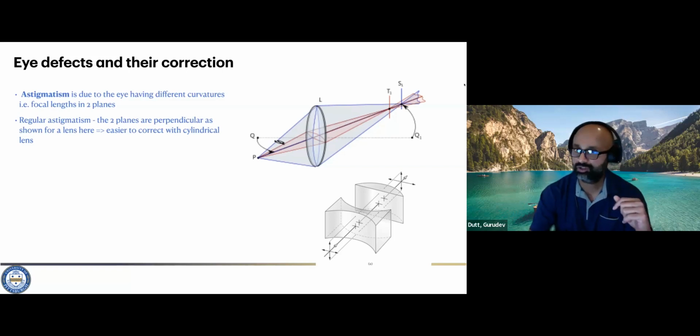And the way I've drawn it is that these two planes are perpendicular, as shown for a lens here, and that can be corrected with a cylindrical lens. A cylindrical lens is shown down here on this drawing.